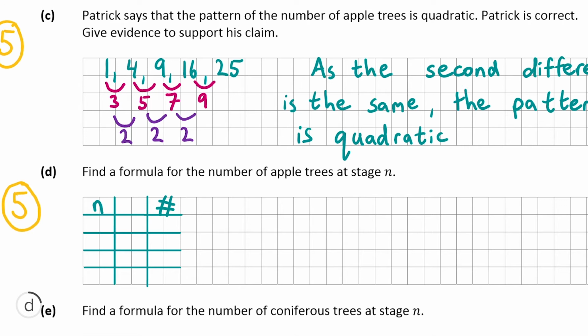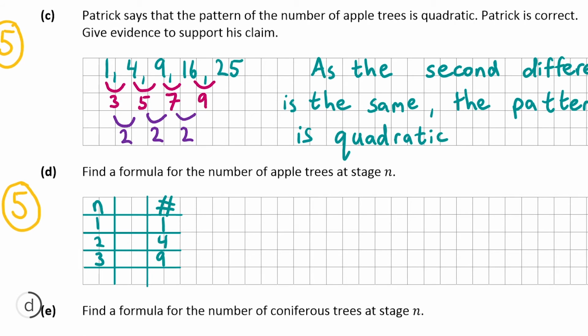So there we have our table. n is the stage in the pattern, and the symbol that looks like a hashtag is the number of apple trees. We're going to do stages 1, 2 and 3. From our answer to part B, we know that at stage 1 there was 1 apple tree, at stage 2 there were 4, and at stage 3 there were 9.